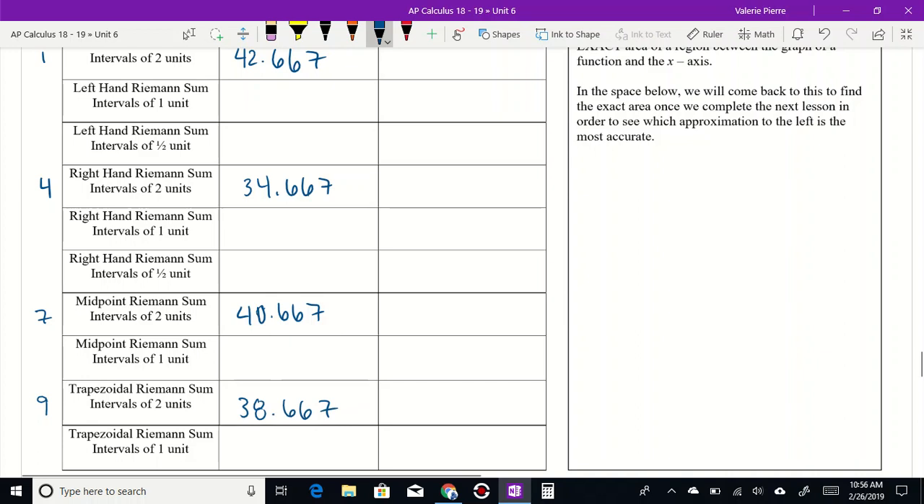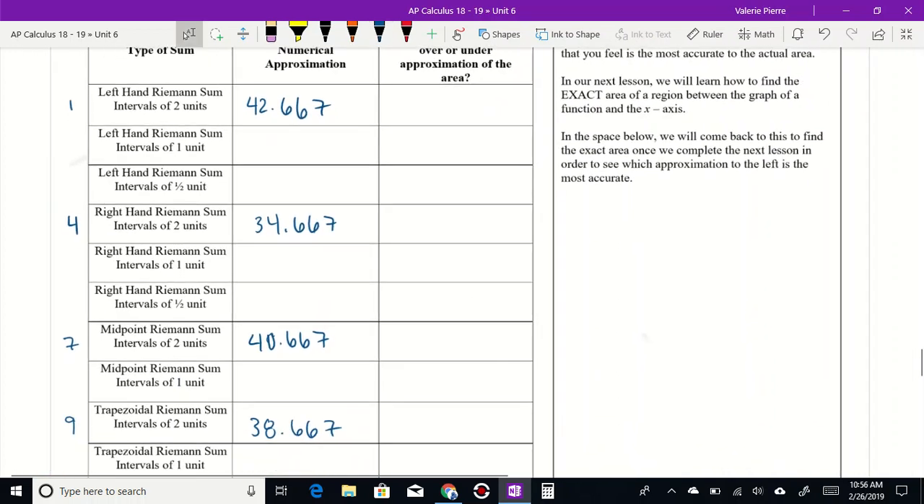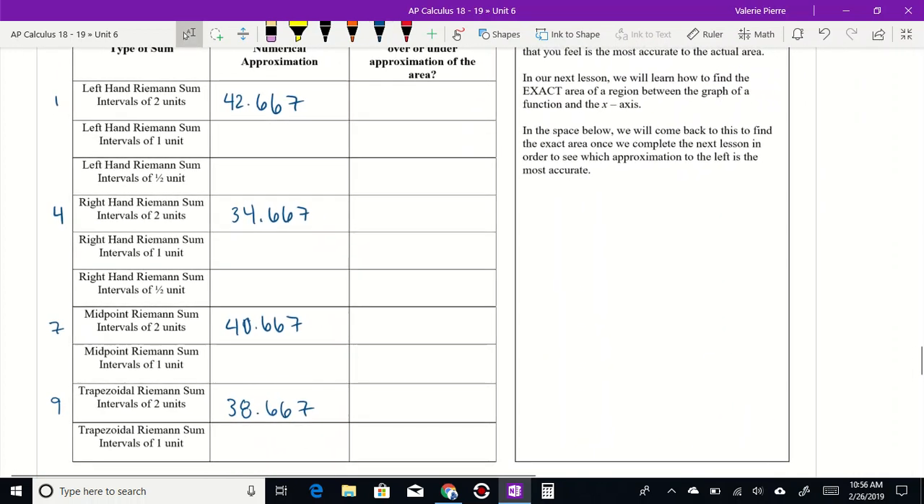Okay, so these are all approximations for the same area. Let's remember that we're looking at the same area on the same interval for the same function, right? So these are all various approximations that we found for the 4 that we did together. After you've found all of the Riemann sums that you've been assigned, please also enter them on this page so that you are prepared for class tomorrow. Okay?